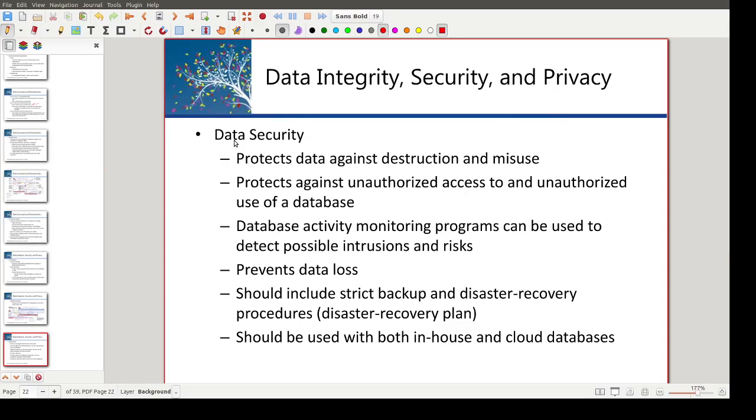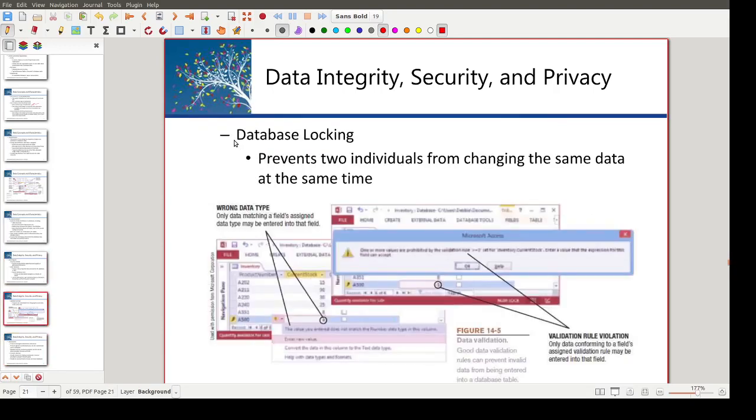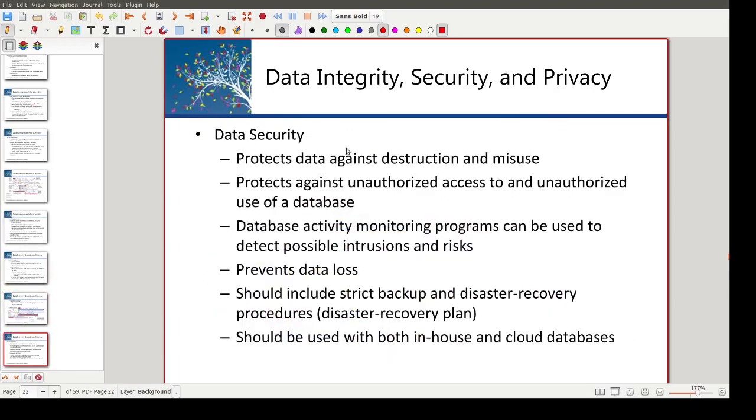What about data security? Data integrity deals with data quality, validation, and so on. What about data security? It protects data against destruction and misuse, and protects against unauthorized access and unauthorized use of the database. So if you are a user, you are not allowed to use the privileges from some other level, like administrator. If you are an administrator, you can do something that is not allowed to a programmer or a simple user. Database activity monitoring programs can be used to detect possible intrusions and risks.